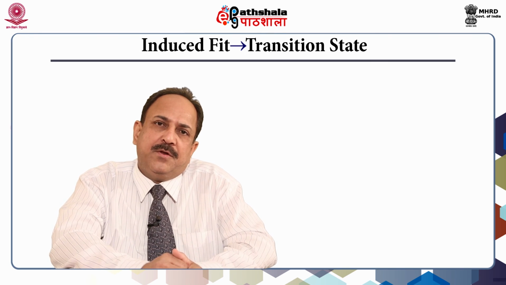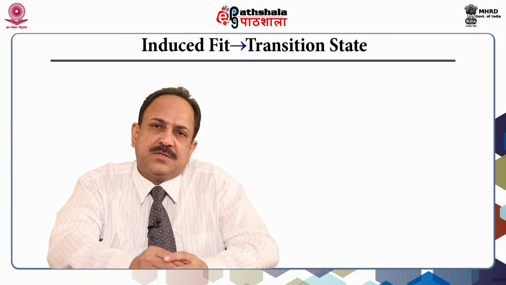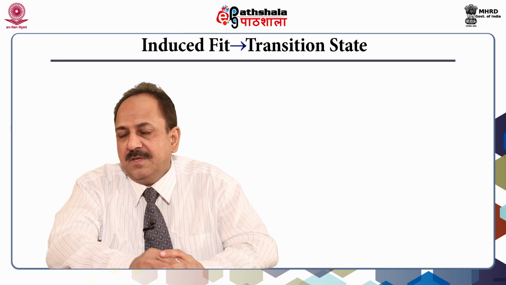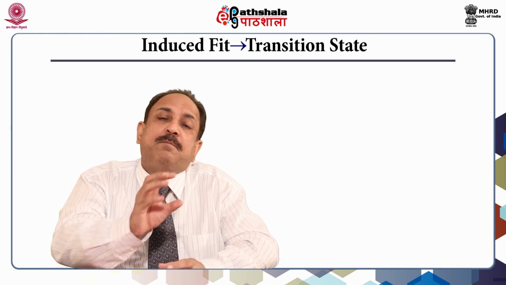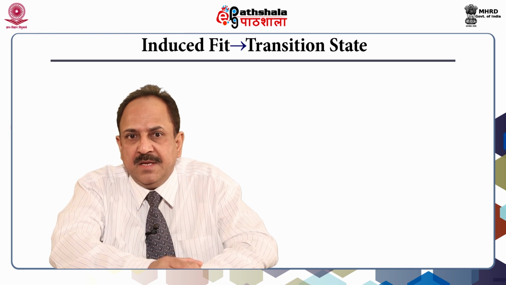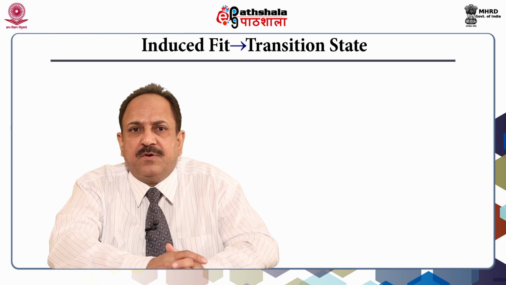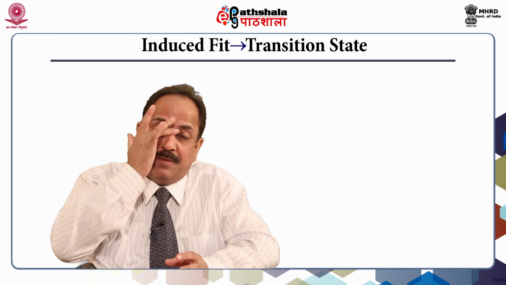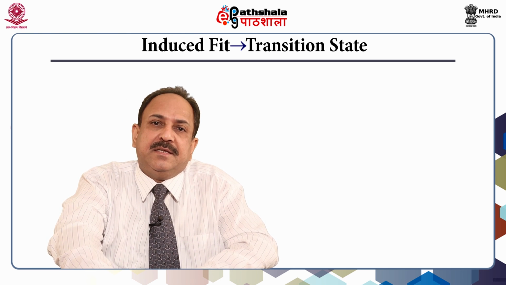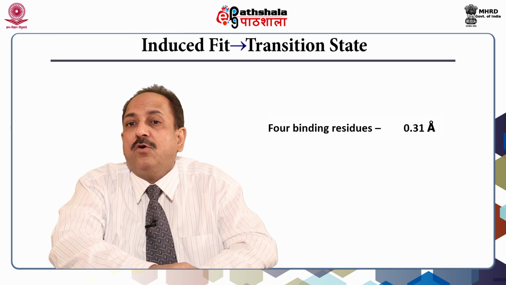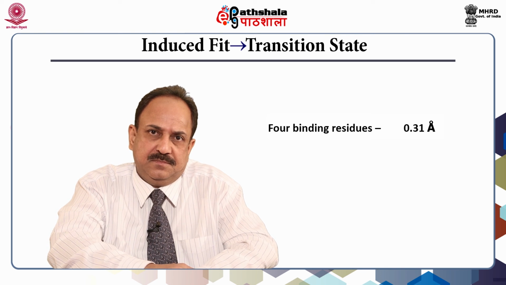Open the file 1RUV, that is the RNase complex with its transition state analog. Now you have 2 open files, one free RNase A and one bound to the transition state analog. Now you first superpose both the structures for all atoms in the 124 amino acids selected in both the structures. The RMSD, you now calculate for 4 binding residues, and it was found to be 0.31 angstroms.